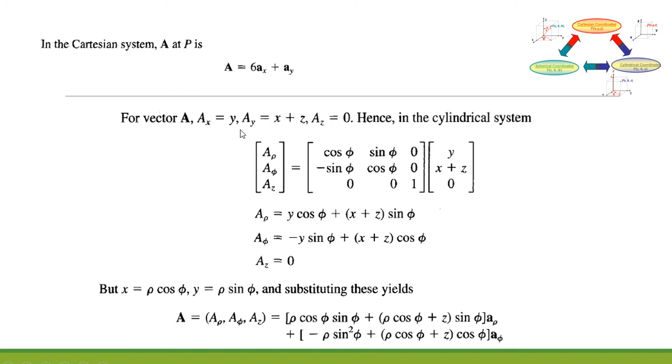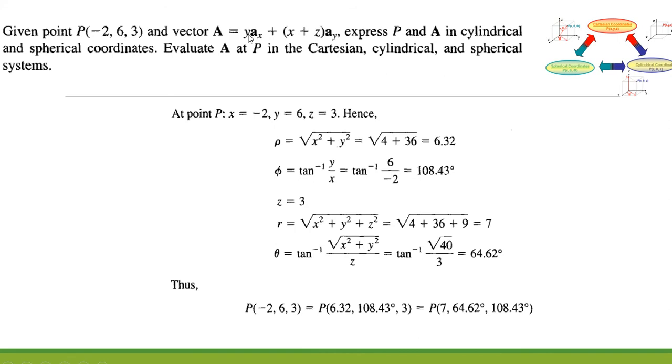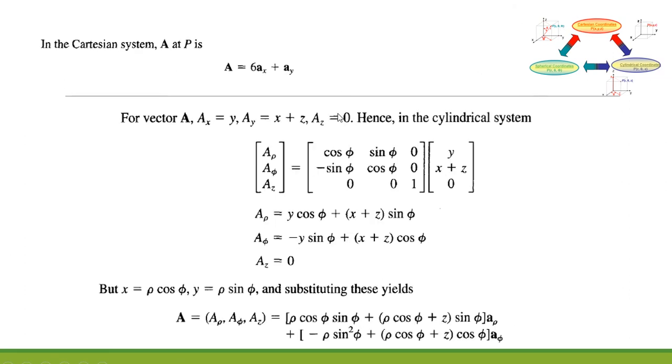So the vector is y a_x, that is, the x component is y and the y component is x plus z. That is what is written here. The x component A_x equals y, and the y component A_y is equal to x plus z, and there is no z component, so A_z is equal to 0.